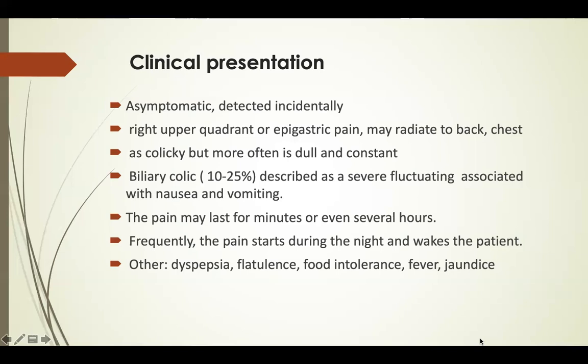When you inquire from the patient, other features may be dyspepsia, flatulence, food intolerance, and fever, and jaundice may be present. Now, remember, whenever you come across a patient who is complaining of something in the abdomen, it means that you are dealing with the gastrointestinal tract. So you will ask all those questions which are related to the GIT, like nausea, vomiting, dyspepsia, flatulence. Even you will ask about the bowel habits, color of the stool, because this may be related to the pain which the patient is pointing.